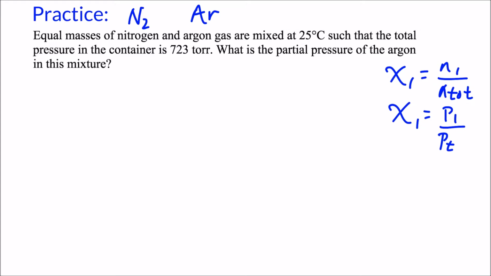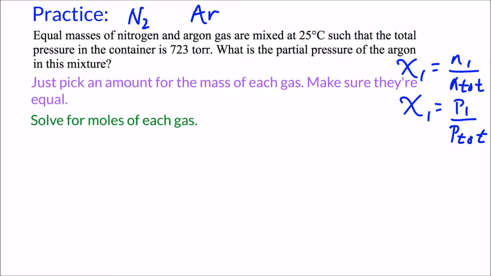Okay, we need to be able to plug our information into those formulas. That means this temperature doesn't fit either of our formulas over here, so we're not going to end up using that temperature at all. Mass, though, can be turned into moles. Since they have equal masses, we can just pick whatever we want and use that as the mass for both of them.